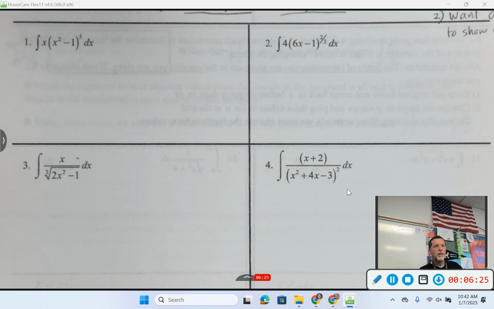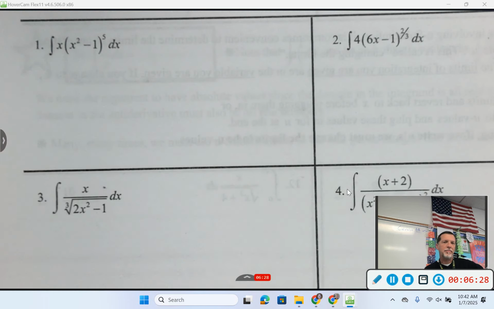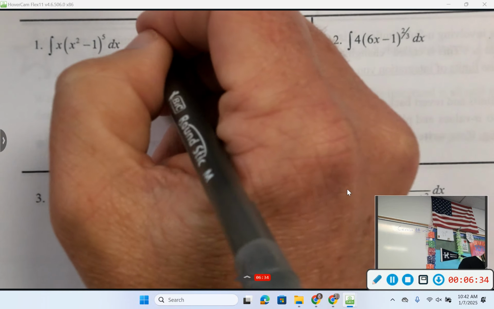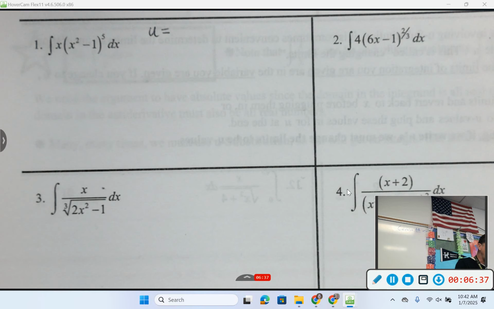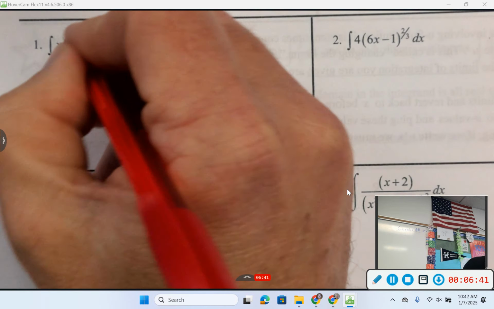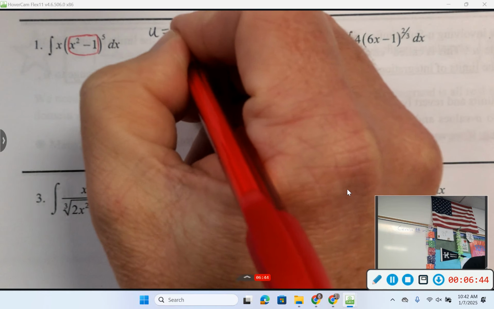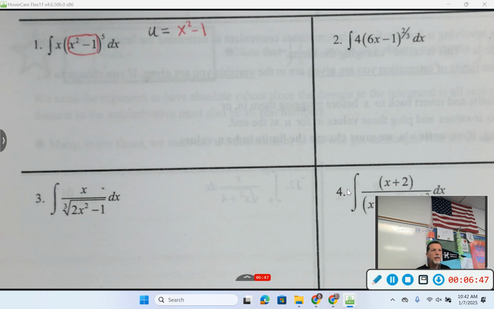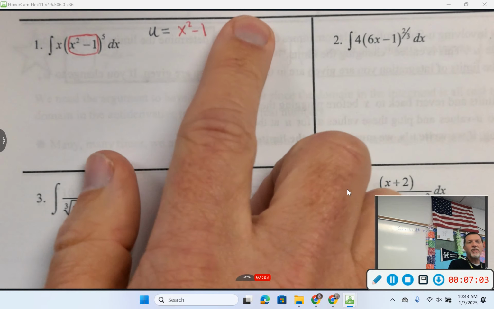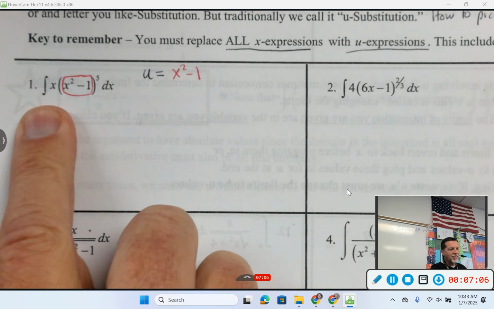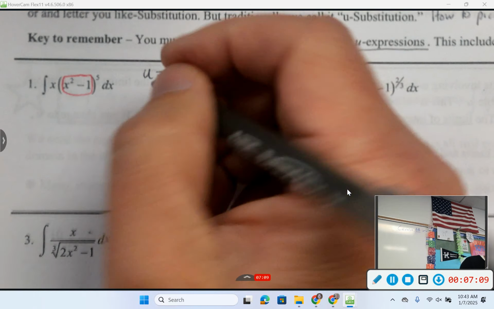Okay, so looking at number 1, it looks like it needs a product rule, but there is no product rule, so we're going to use a u substitution to make our life a little easier. If I let u be x squared minus 1, then that simplifies the integrand. I don't have x squared minus 1 in there, I just have u to the 5th. Still have the x out there, we'll worry about that in a minute. So that would simplify what I'm trying to take the integral of. But I can't stop there because I have to replace all the x things with u things. So I still have an x, still have a dx, so this isn't enough. It's a good start.